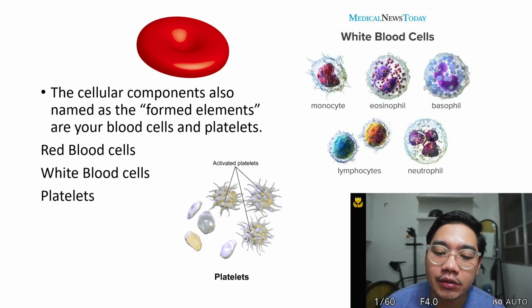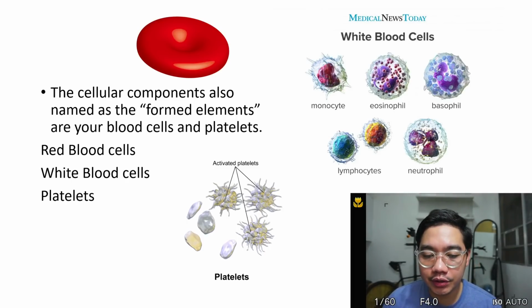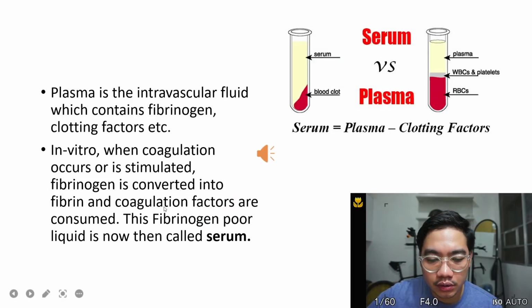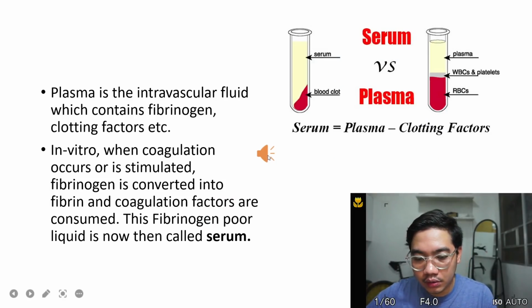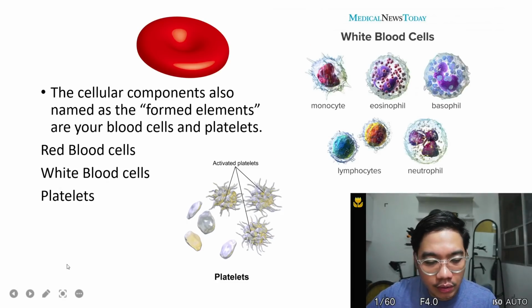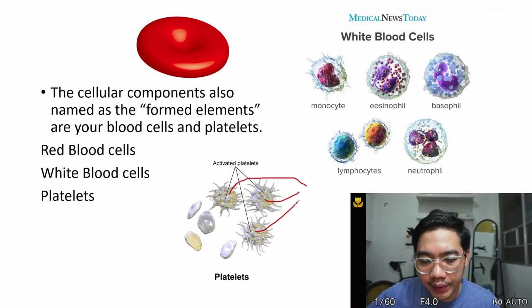So these platelets tend to activate. They become these hairy rambutans over here. Why do they do that? Why do they become hairy?